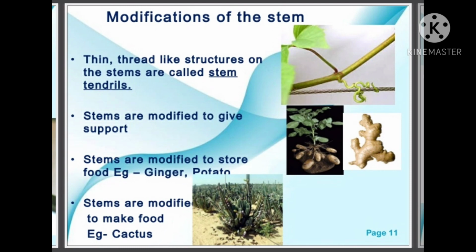Next is modifications of stem. In some plants, stems are modified to perform special functions according to the need of the plant, as seen in the case of roots. The first modification is thin thread-like structures on the stems, known as stem tendrils. These tendrils provide support. Stems in climbers such as grape vine and cucumber have this coiled structure. The tendrils wrap themselves around nearby objects and provide support to the plant. Next, stems are modified to give support.